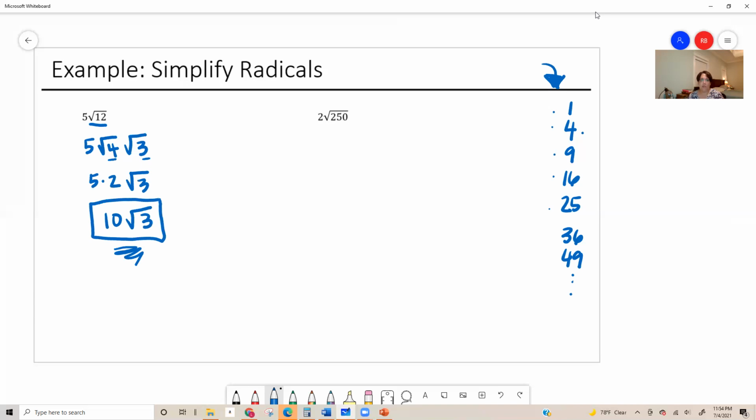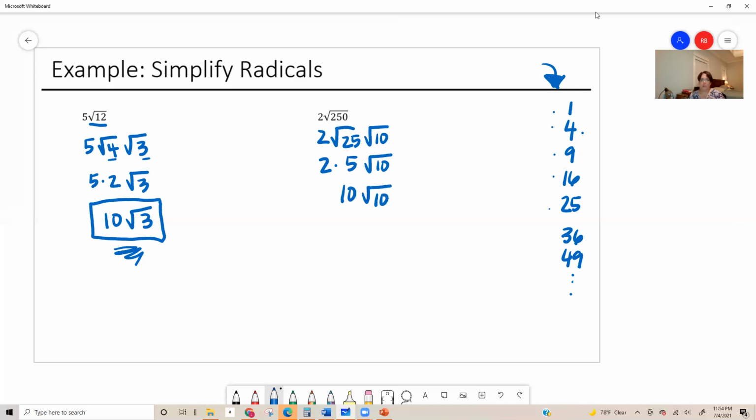Okay, let's do the same thing here. Let's do number 2. Now 250, I know that that'll work as 25 times 10. So let's do the square root of 25 times the square root of 10. So that's 2 times, the square root of 25 is 5, times the square root of 10. So that would be 10 times the square root of 10.